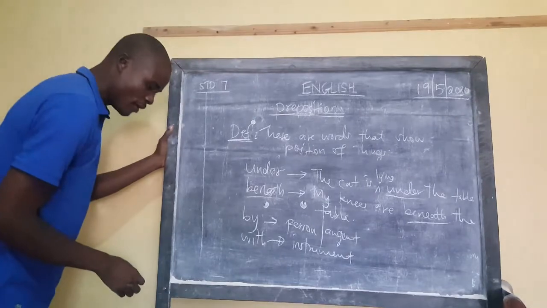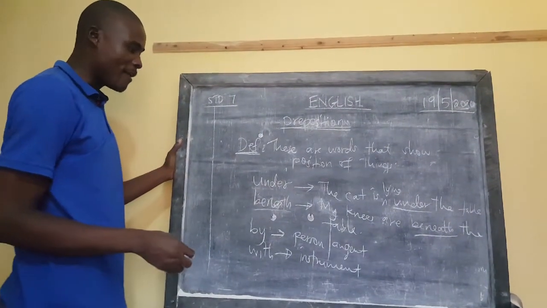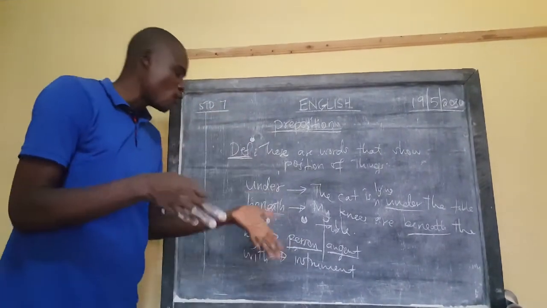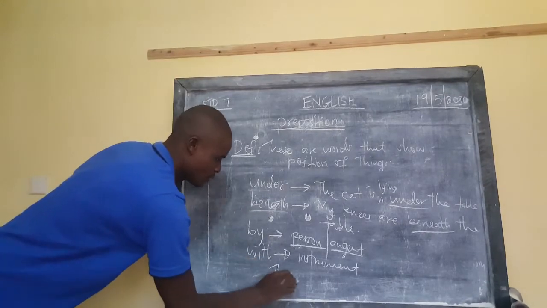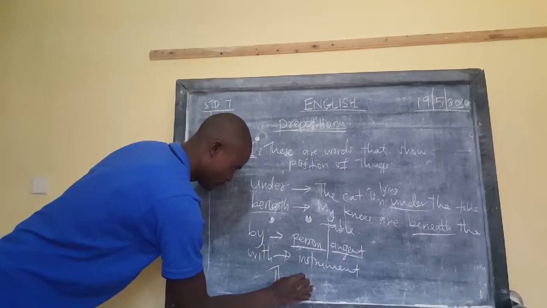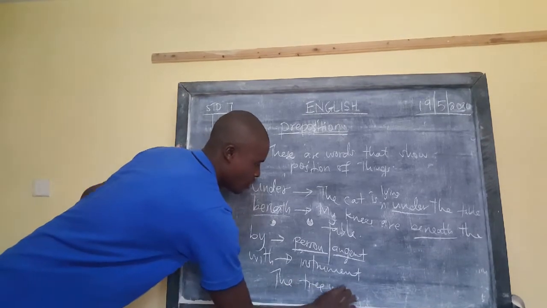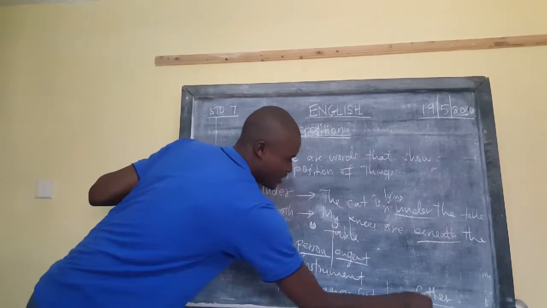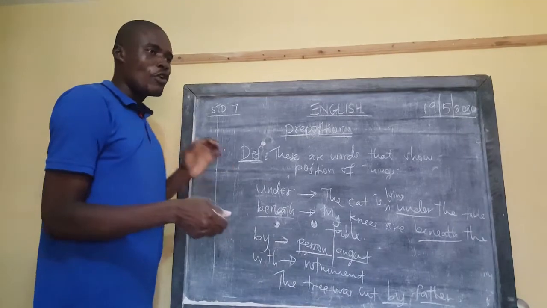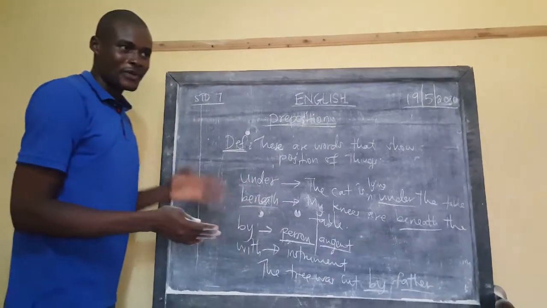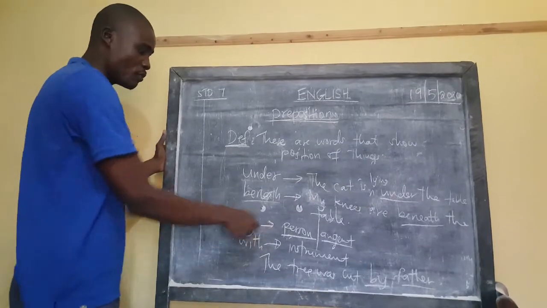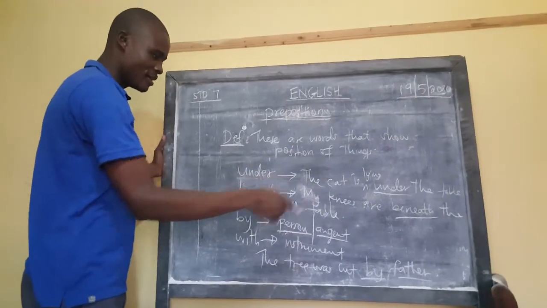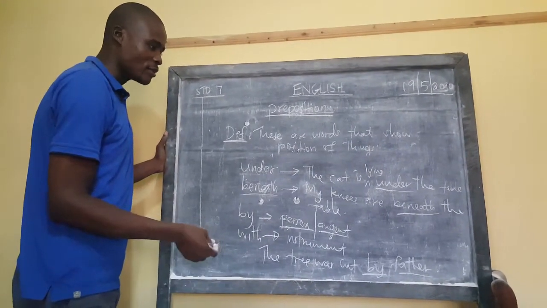For example, we have: the tree was cut by a farmer. That is the person who cut it, or the agent. An agent is just, it was done by who. So the tree was cut by father. Meaning father is the agent, the person who cut it. We talk of by. And then, what did father use to cut the tree? You can use a panga. So the panga is the instrument. So the tree was cut by father with an axe or with a panga.